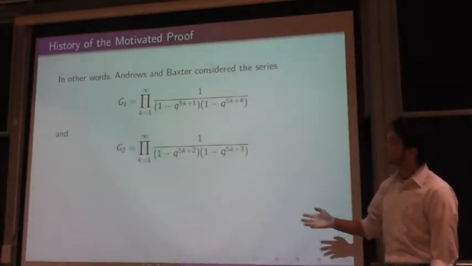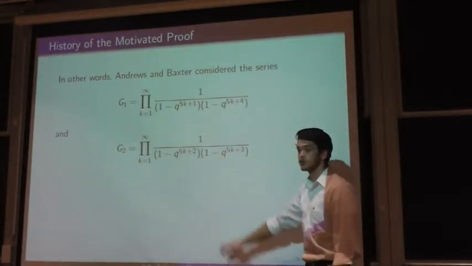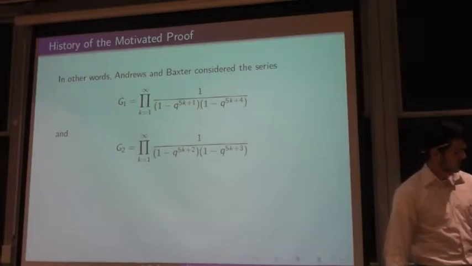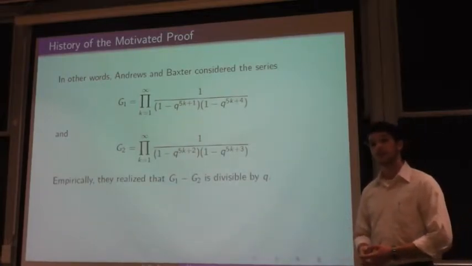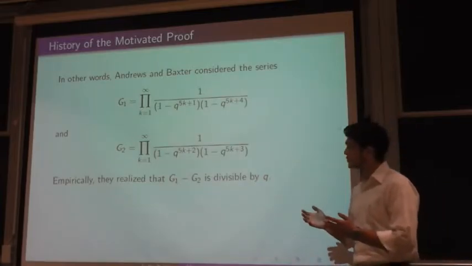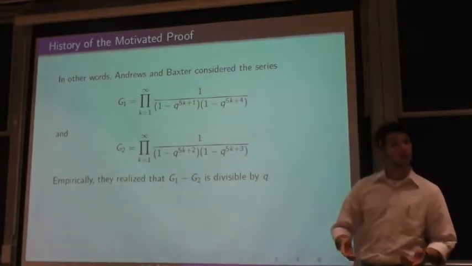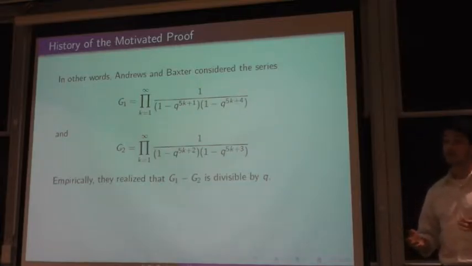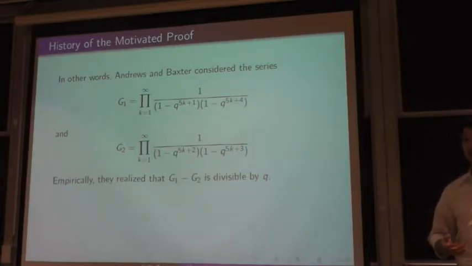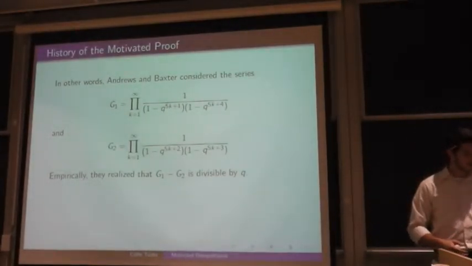So what they did is they called this one a formal series G1, and this one a formal series G2. And what they did from there is they realized empirically, and this is where the empirical hypothesis comes into play, that when you take the difference of G1 and G2, their difference is actually divisible by Q, which is quite interesting because the right number of terms drop off and we're left with a series that starts with Q, and then we divide out that Q and we're left with a 1 plus another string of Q's to a power. And so that works out nicely, and they realized that empirically.